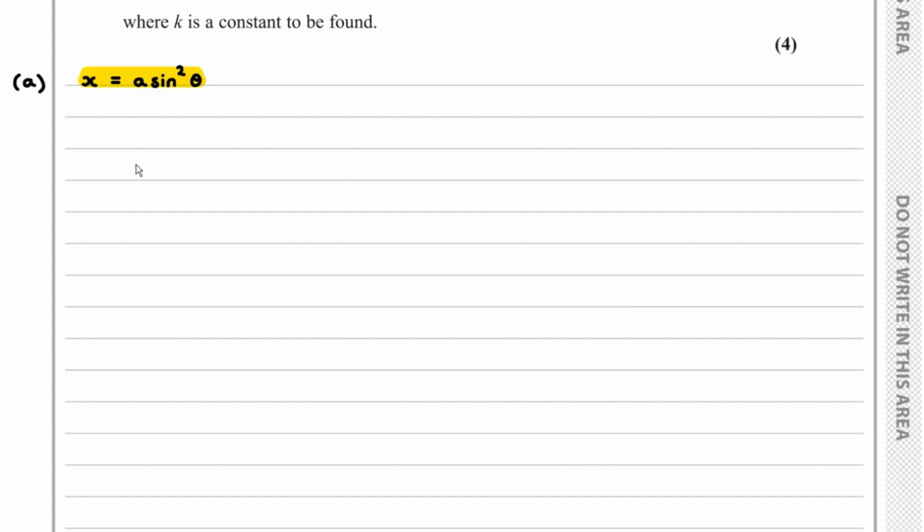So, for part A, we begin with x equals a sine squared theta. If we find out what dx over d theta is, we can use the chain rule. So here we have 2 multiplied by a, which is 2a, then we multiply by sine theta, and then we multiply by the differential of sine theta, which is cos theta. So dx over d theta is equal to 2a sine theta cos theta. And if I rearrange for dx, dx is equal to 2a sine theta cos theta d theta.